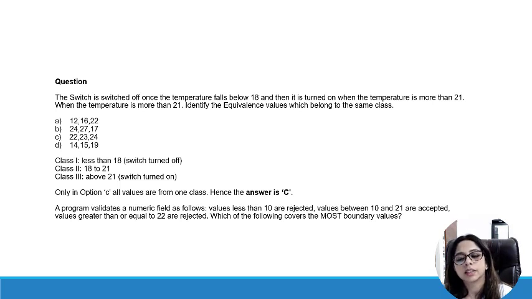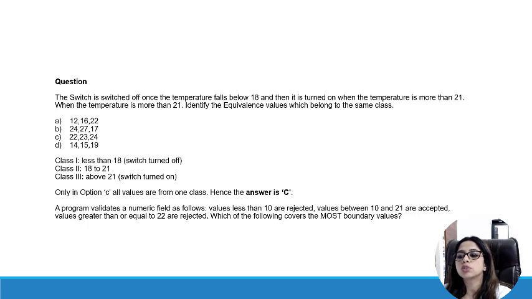Let's take another example and see how we validate boundary value analysis also. A program validates a numeric field as follows. Values less than 10 are rejected. So 9 and below is an invalid partition. Values between 10 and 21 are accepted. So 10 to 21 is valid, and values greater than or equal to 22 are rejected. So 22 and above are also invalid.